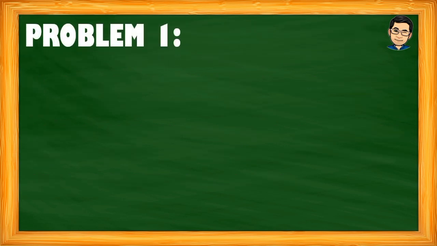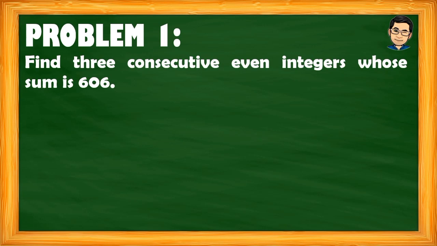So let's have the first problem. Find three consecutive even integers whose sum is 606. So we have there the word consecutive. So, ang ibig sabihin po ng word na consecutive is magkakasunod. Okay. Like for example, 1, 2, 3 are consecutive numbers.